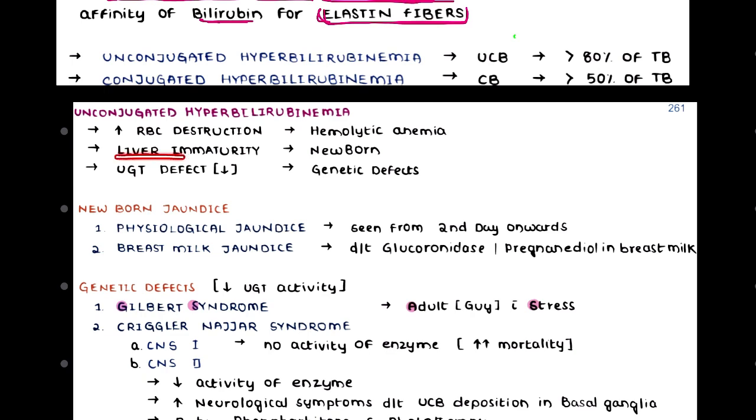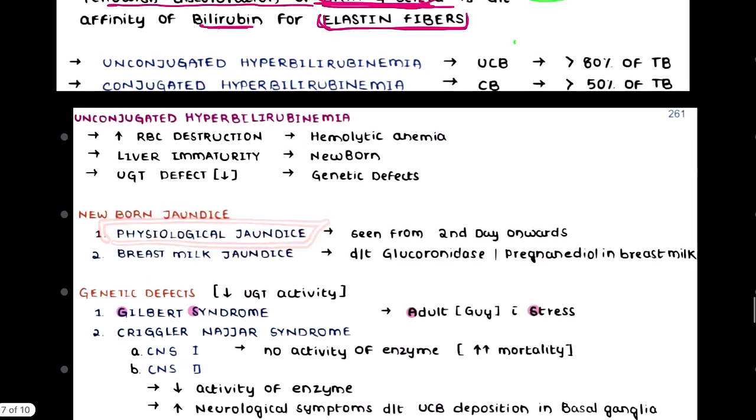Okay, liver immaturity is seen in newborns. In newborns, the hepatocytes of the liver are not fully functioning, so there is no fully functional liver. In fact, in a newborn baby, the liver is not completely developed till the second week. After the second week the liver is completely developed. Now this condition, in which the newborn suffers from unconjugated hyperbilirubinemia, is called physiological jaundice.